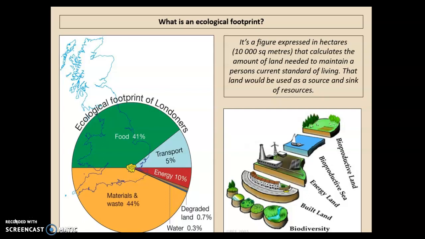And surprisingly, not very much is made up of energy or transport, which is different to if we were thinking about carbon footprints, which is something different, but is obviously a function of the ecological footprint. So you can see the big footprint there, and it says ecological footprint is to do with the bioproductive land, the bioproductive sea, the energy land, the built land, and the biodiversity.